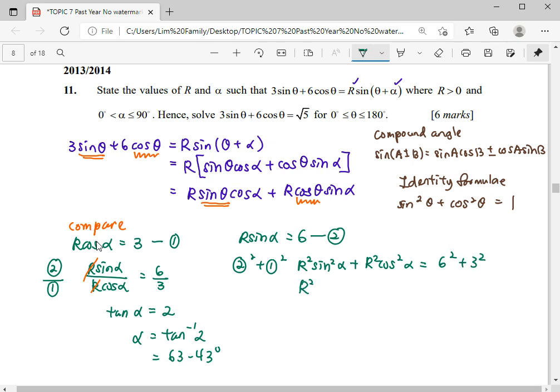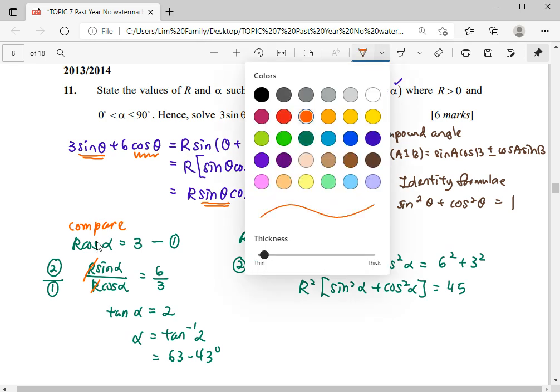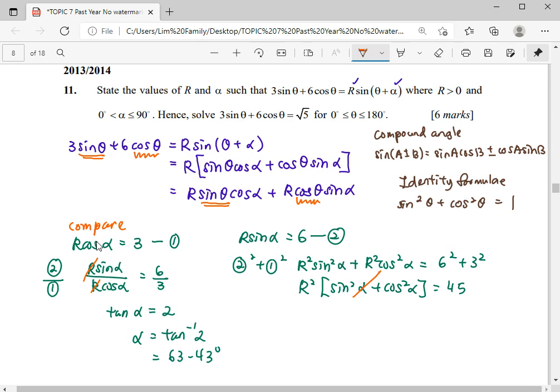We can factorize out our r square, then we get the identity formula: sine square alpha plus cos square alpha, and this will be equal to 45. So cos square alpha plus sine square alpha equals 1. That's why we eliminate our alpha constant, then we get r square equals 45. So our r will be equal to square root 45.